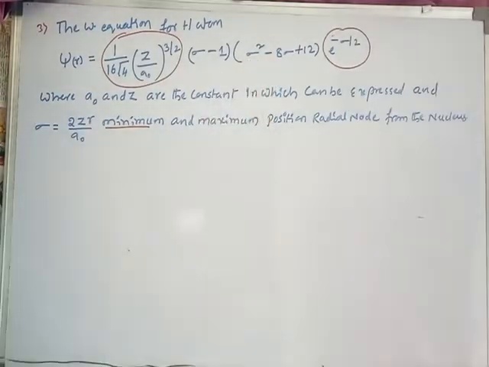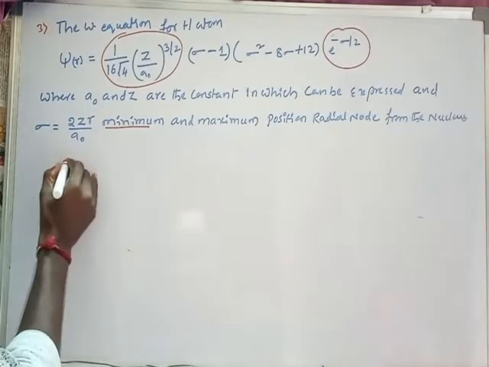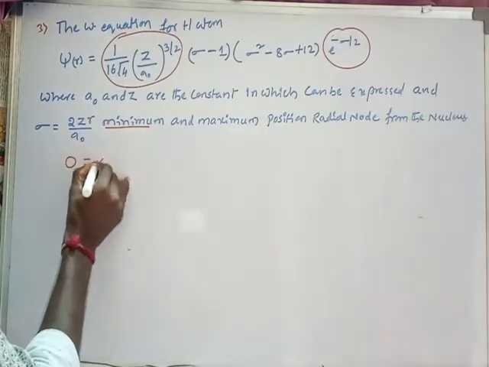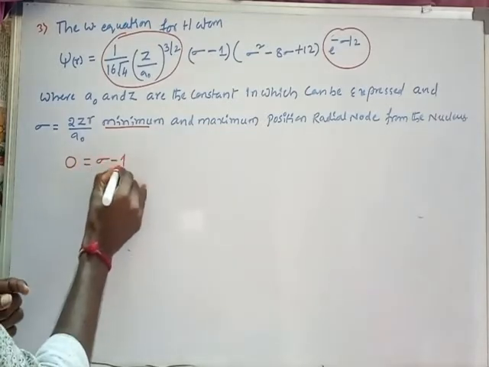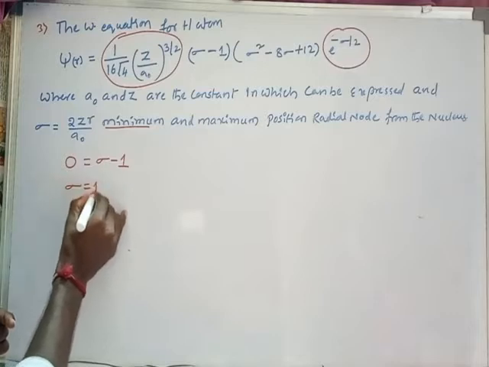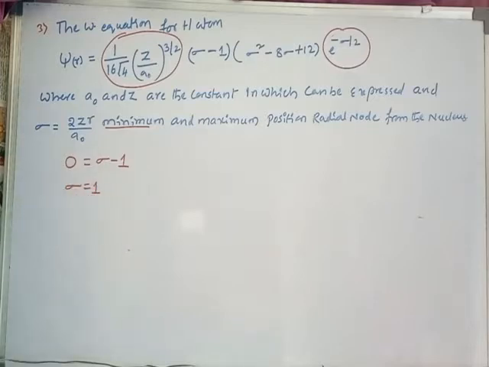So these two terms can be equal to 0. And what we can write? Sorry, the wave function should be equal to 0. So 0 equals sigma minus 1. Then sigma equals what we can write? 1. So here we got sigma equal to 1.